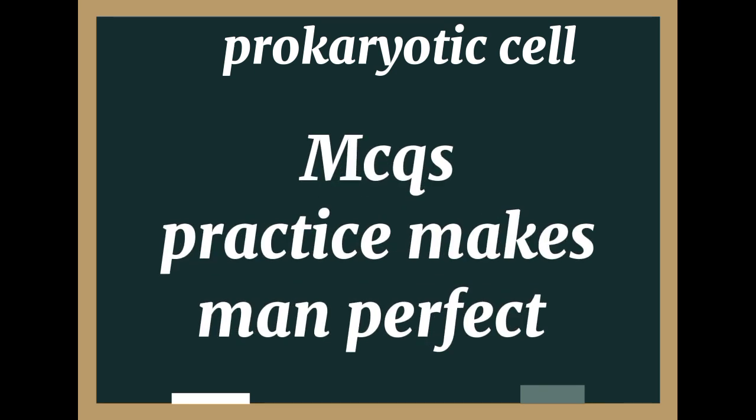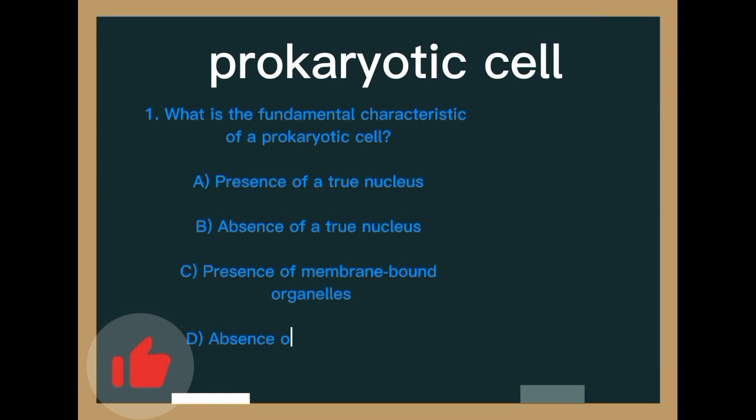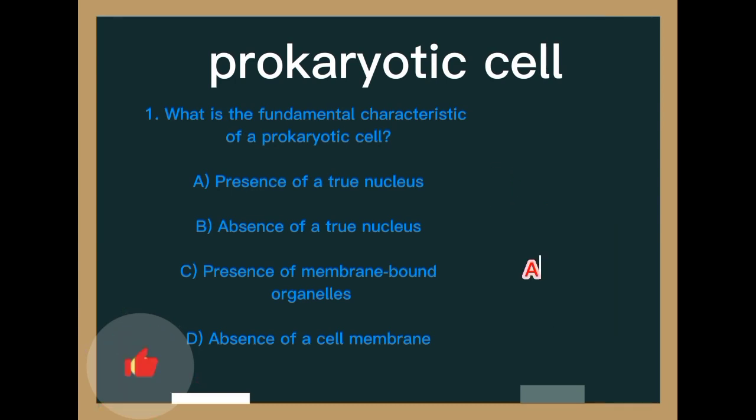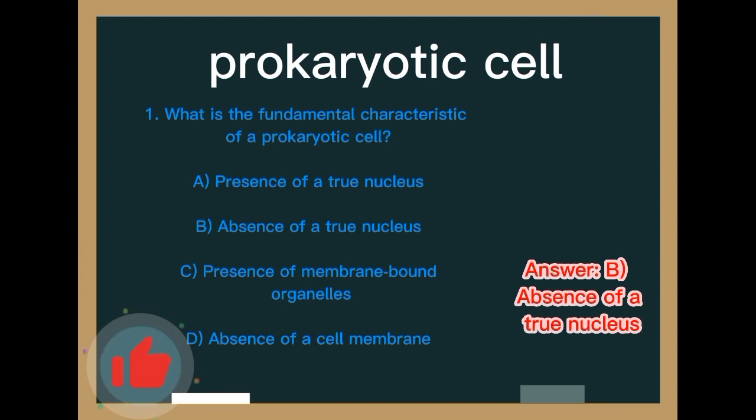MCQs. Practice makes men perfect. 1. What is the fundamental characteristic of a prokaryotic cell? A. Presence of a true nucleus. B. Absence of a true nucleus. C. Presence of membrane-bound organelles. D. Absence of a cell membrane. Answer B. Absence of a true nucleus.